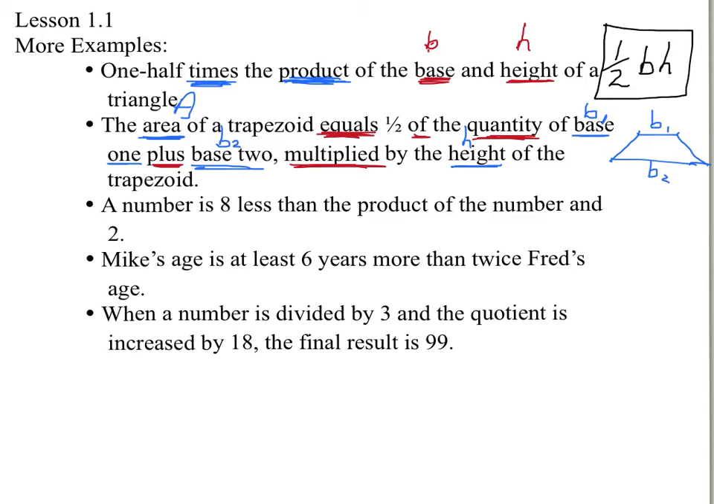Okay. I'll write this out. It looks like this. Just writing it left to right the way we're reading it. The area of the trapezoid, A, equals 1/2 of, that's going to be times. I'm going to go ahead and use parentheses because it says of the quantity. So, all right, the quantity of what? Base 1 plus base 2.